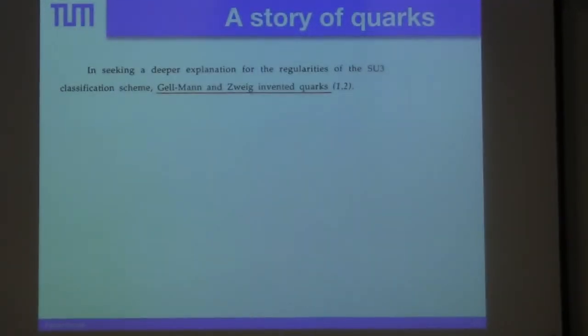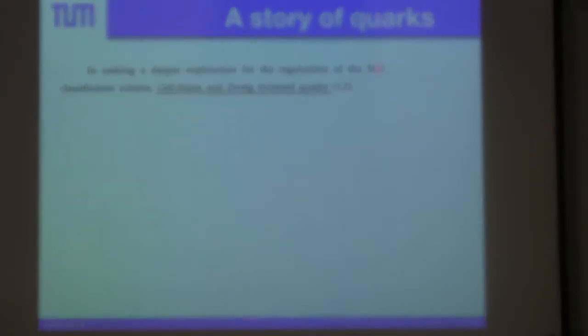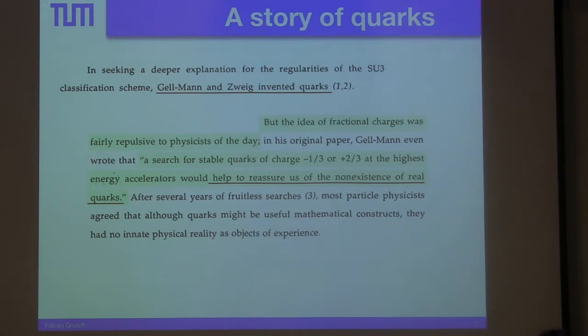Gell-Mann and Zweig invented these. They basically found some group theory structure. I don't want to go into details. And in fact, the entire community was so critical that even Gell-Mann wrote that the idea is that these quarks had fractional charges, and that was something very shocking to the community at the time. And Gell-Mann, even though he invented these guys, said: search for quarks of fractional charge. The highest energy accelerators would help to reassure us of the non-existence of real quarks. So even though he invented them, he sort of thought they don't really exist.